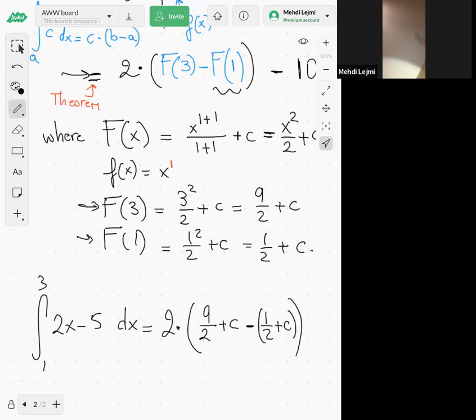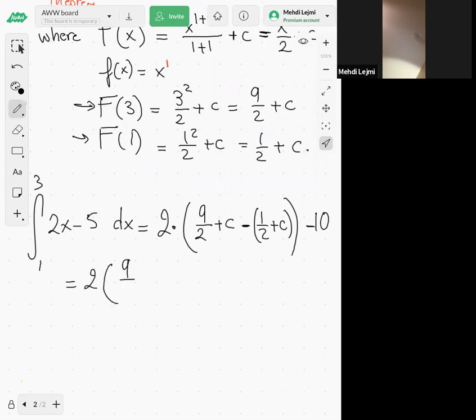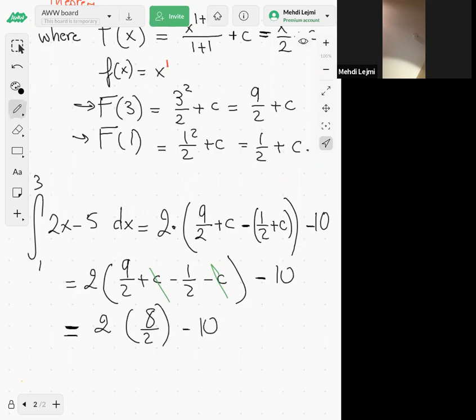Don't forget the parentheses. And then there is this minus 10. If you distribute the sign, it's 2 times (9 over 2 plus c minus half minus c), and the whole thing minus 10. The constants c minus c cancel out. 9 over 2 minus 1 over 2 is 8 over 2, so it's 2 times 8 over 2, and then minus 10. Of course, the 2s cancel out, so it's just 8 minus 10, which is equal to negative 2. And that's exactly the answer we got when we applied the limit definition, so we get the same answer: negative 2.